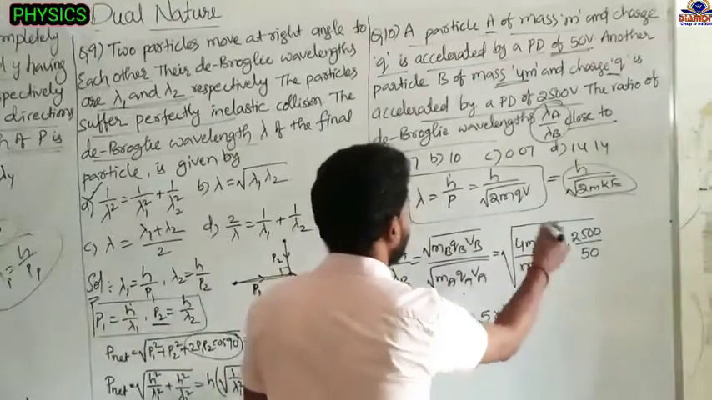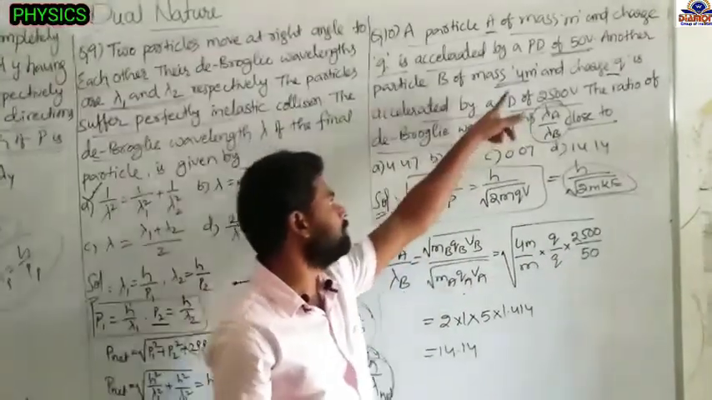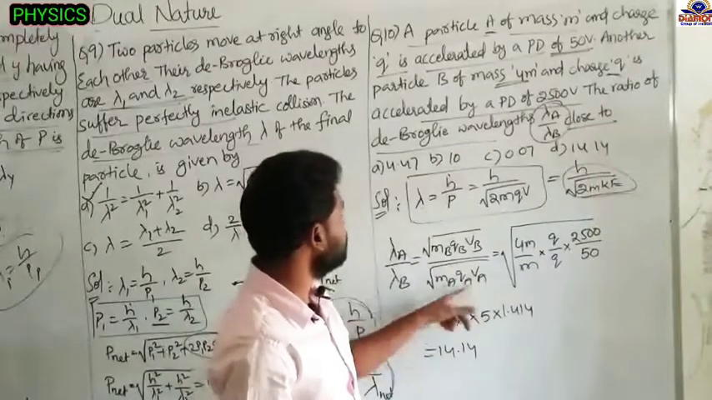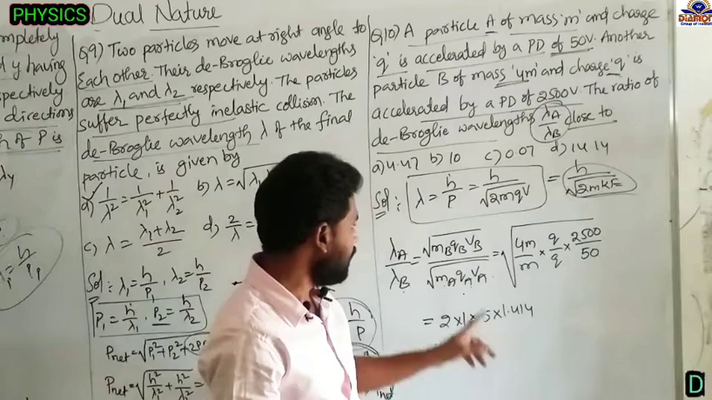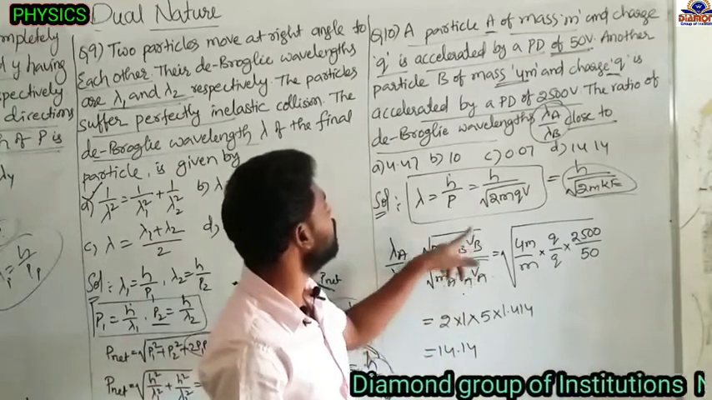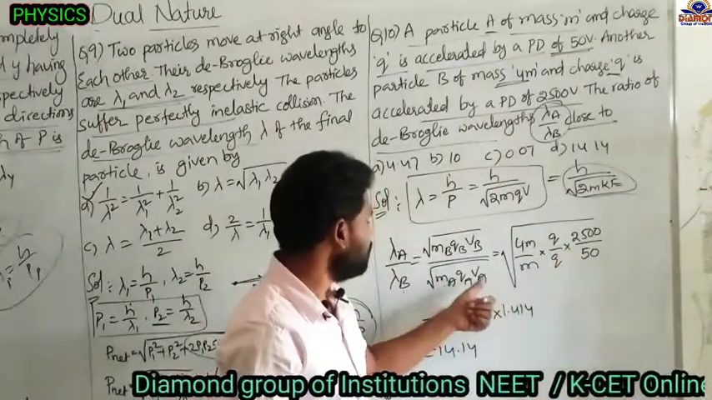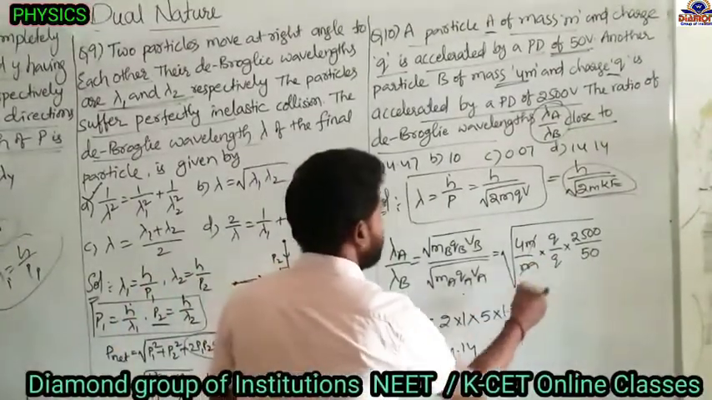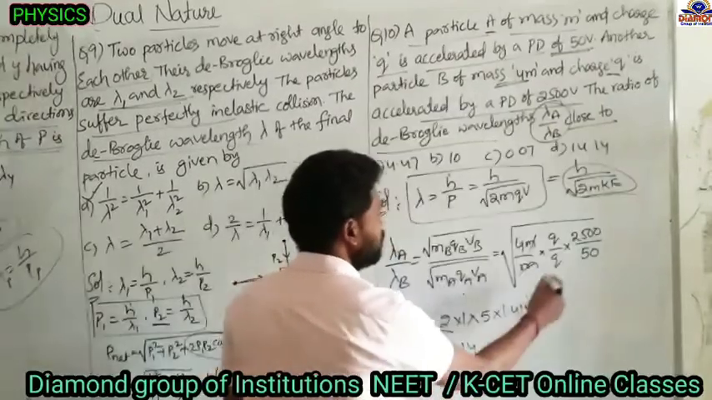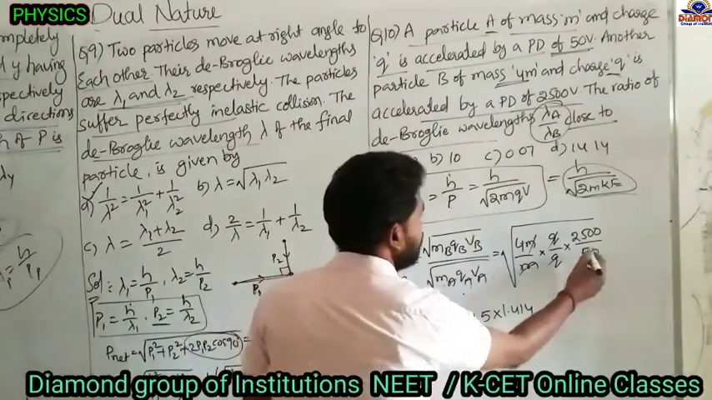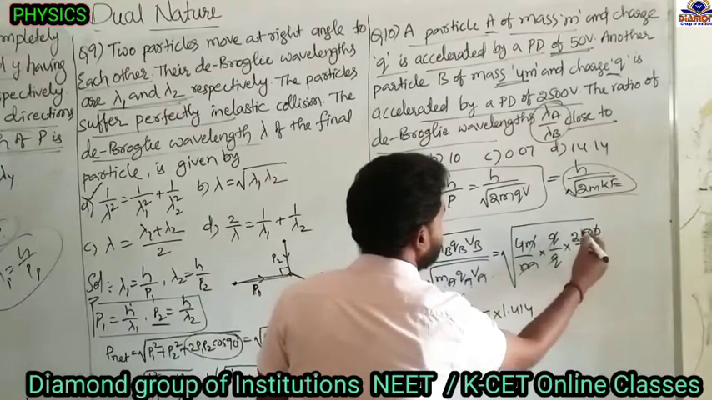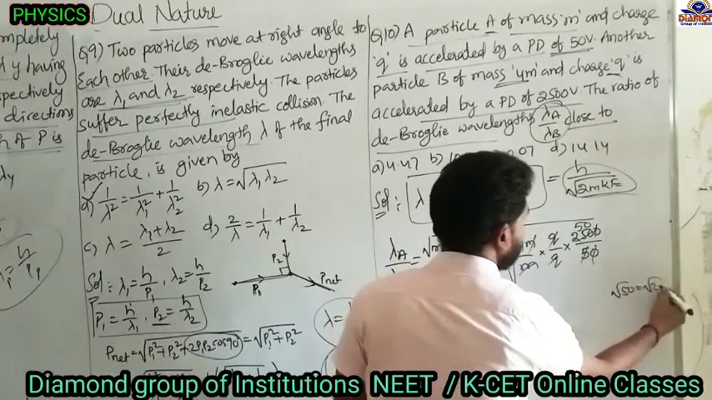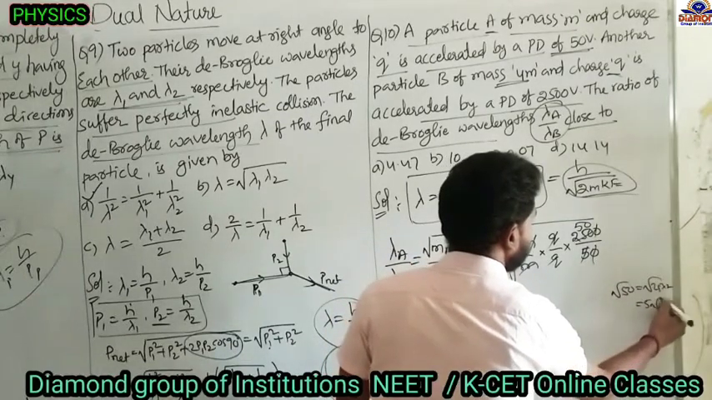Now substitute the values. Square root of mass of the B particle is 4m, they gave, and mass of the A particle is m. Charge of the B particle q, charge of the A particle also q, q by q, and potential difference across the B particle is 2500 volt, and potential difference across the A particle is 50. Now simplify it. m will be cancelled, square root of 4 is nothing but 2, q will be cancelled, so the zeros cancel, and we get 50 by 50. So root 50 we can write as root 25 into 2, that means 5 square root of 2.